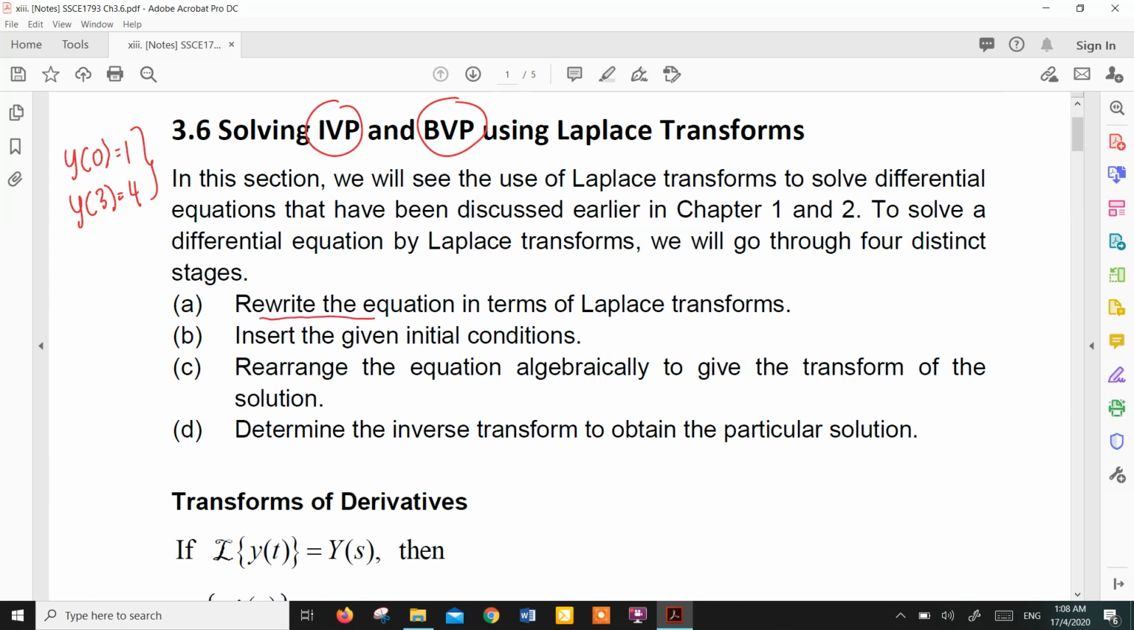To solve the DEs by using Laplace transform, we will go through 4 stages. One, you rewrite the equation in Laplace transform. Two, you insert the given initial conditions, and then you rearrange until you get Y(s). Then determine the inverse transform. So at the end you will need to find y(t). To find y(t) you need the inverse Laplace transform of Y(s).